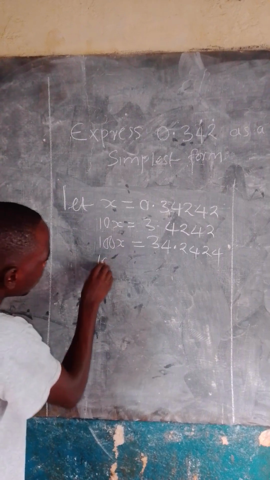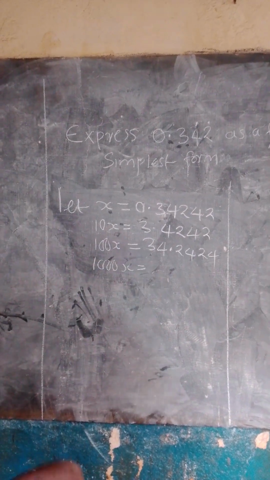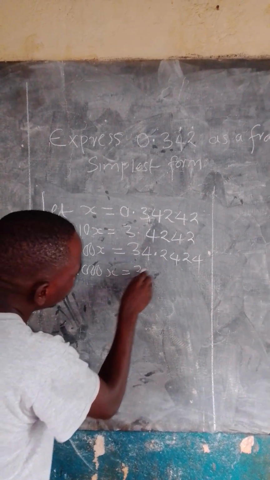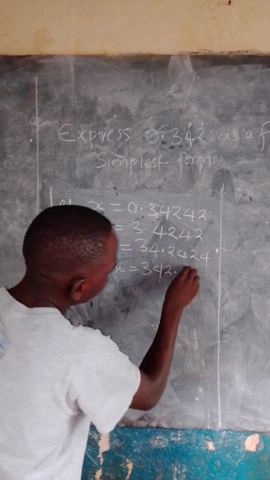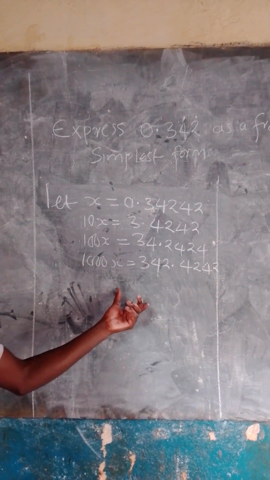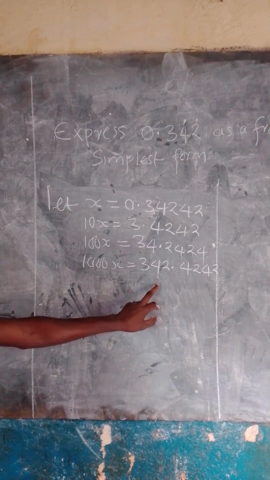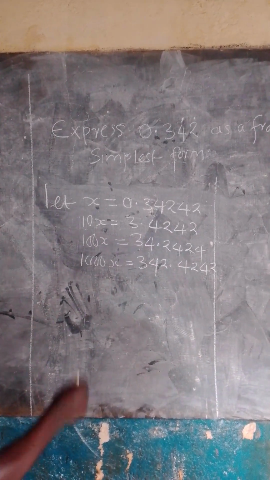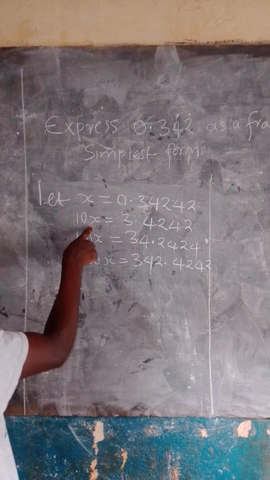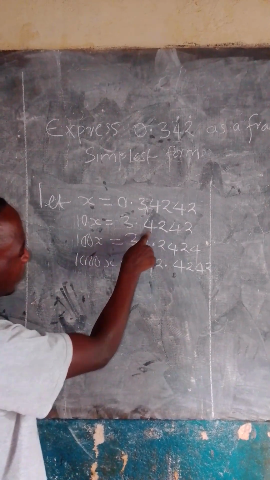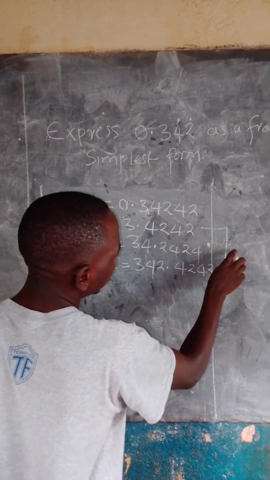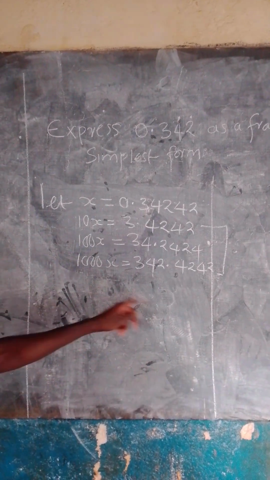Then we proceed to 1000x. 1000x is our x times 1000, and that is equivalent to 342.4242. Now we compare these numbers. After we find the difference, we can get a whole number. In 1000x, after the point we have 4, and also in our 10x, after the point we have 4, and then the progression 424242 continues, which means if we find the difference of these two, we are going to get a whole number.